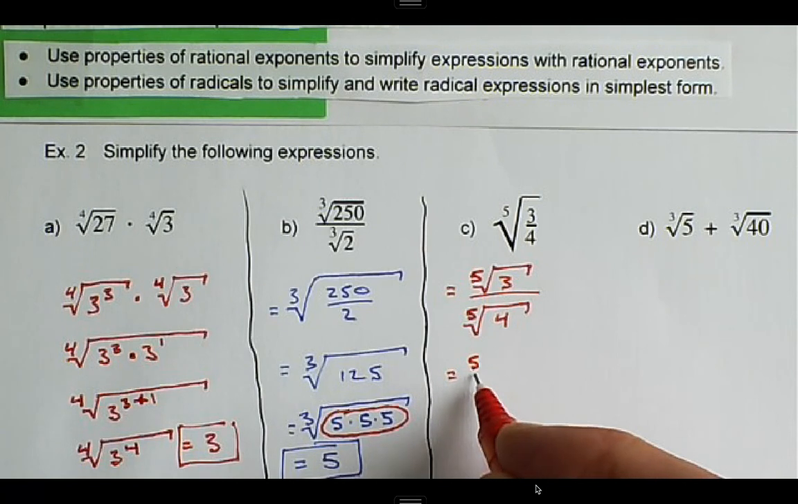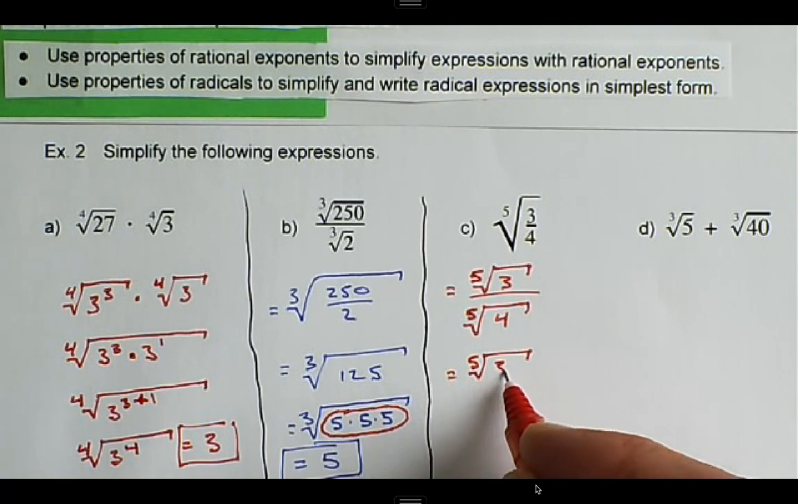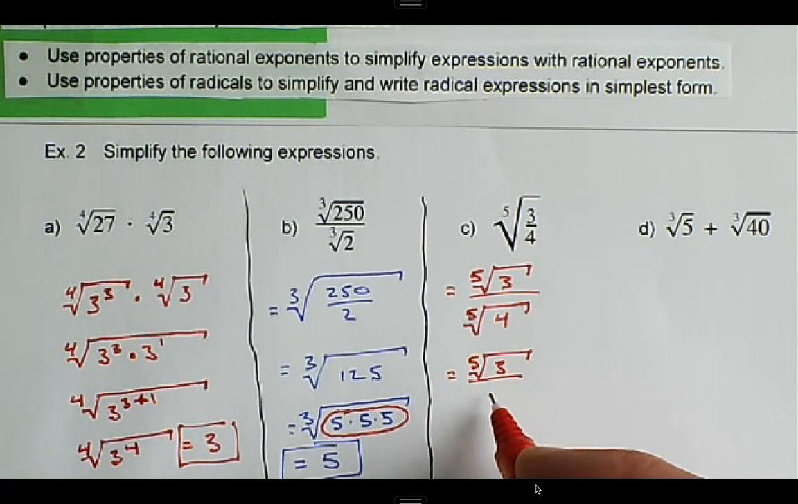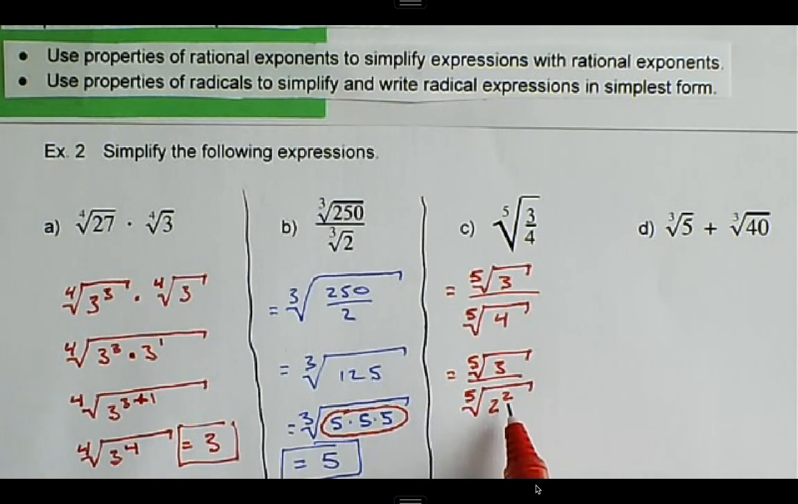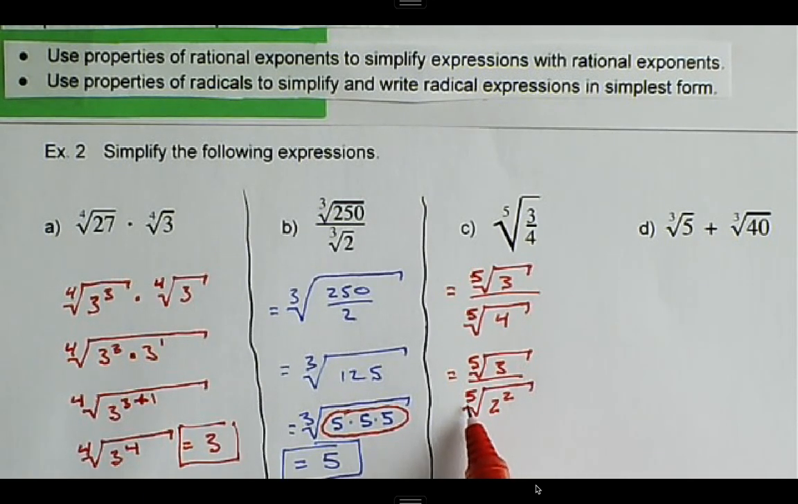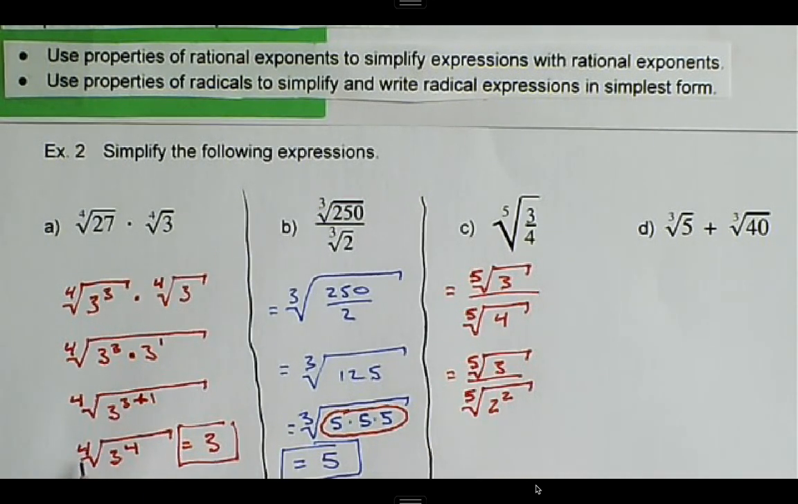So 5, or the fifth root of 3, and the fifth root of 2 squared. So what we want to do in this case is we need to get the same number on the exponent that is outside. That's what happened in the same case over here.